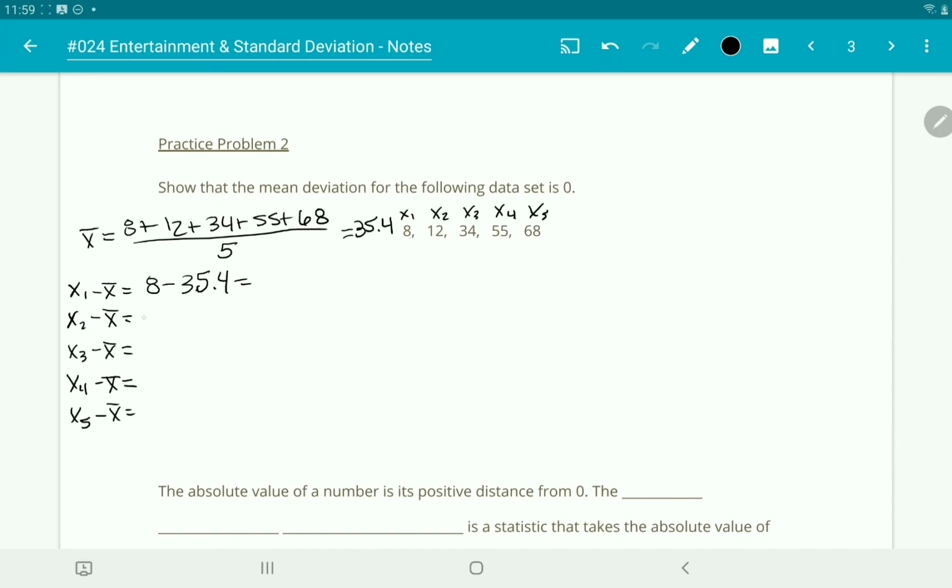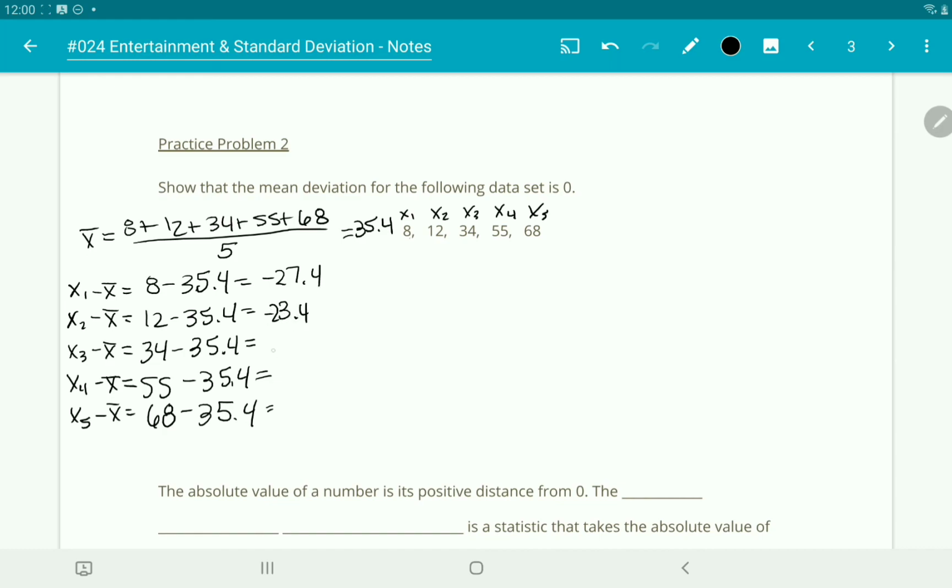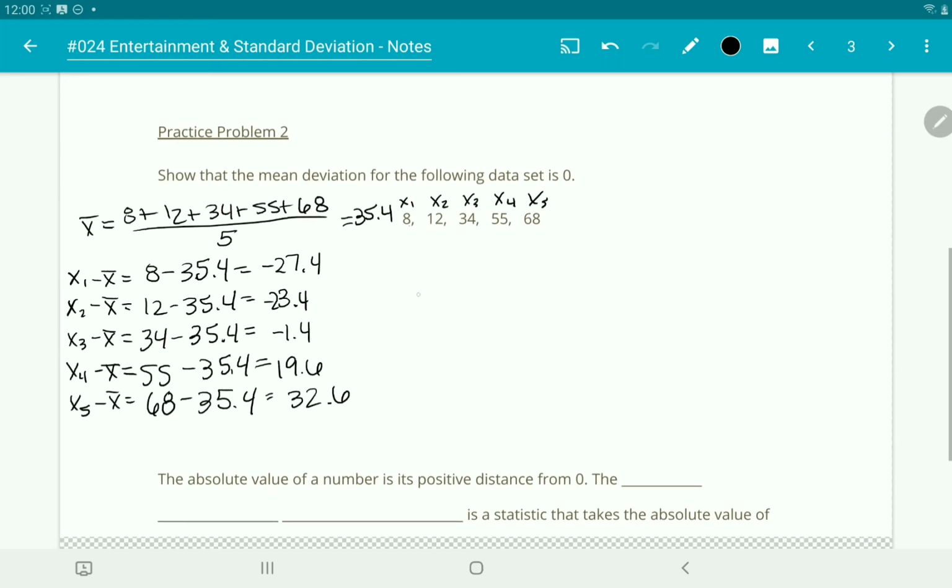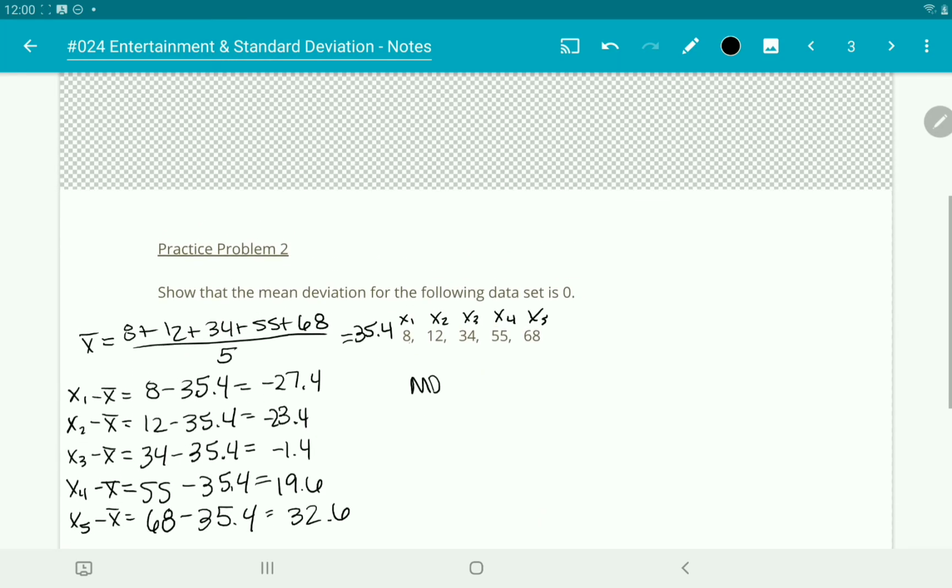Okay? x2 is 12 minus x bar, the mean, 35.4. x3 is 34 minus 35.4, that's the mean. Okay? x4 is 55 minus 35.4, the mean again. And then lastly, 68 is the last number, minus this 35.4. If we simplify these, we get negative 27.4, negative 23.4, negative 1.4, 19.6, and 32.6.